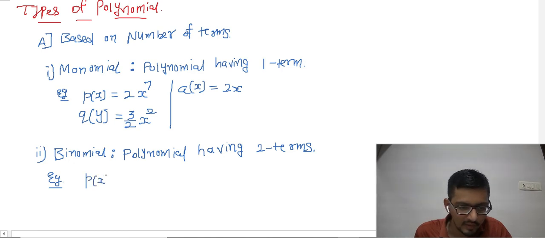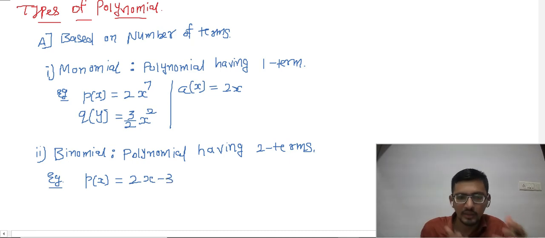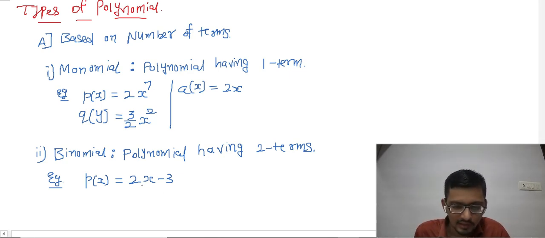Okay, p of x is equal to, p of x means what? P is the name of the polynomial and x is a variable. So p of x is equal to, for example, I am writing 2x minus 3. So here you can see two terms are there. 2x is one term, 3 is another term, separated with sign minus. So plus minus will separate a term. So it is a two term polynomial. That's why it is called binomial.